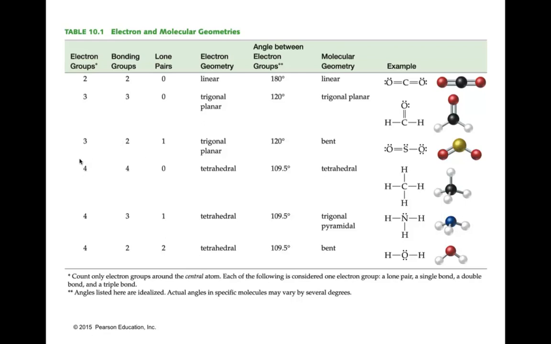When we have four, if all four are bonding groups, then the electron and the molecular geometry are going to be tetrahedral. If one of them is a lone pair, the electron geometry is still going to be tetrahedral, but the molecular geometry is going to be trigonal pyramidal. And if two of them are lone pairs, the electron geometry is going to be tetrahedral, but the molecular geometry is going to be bent.